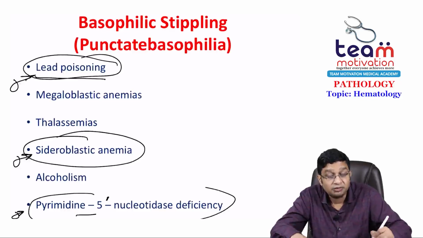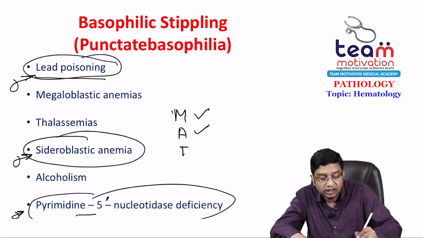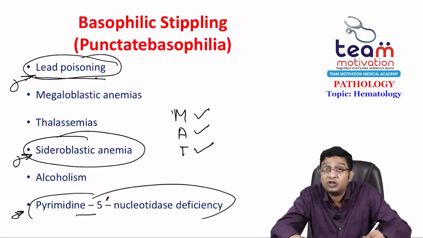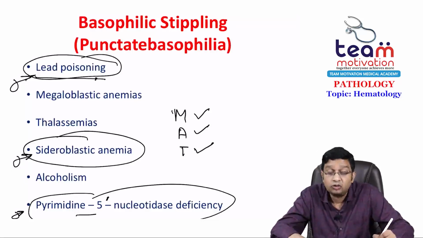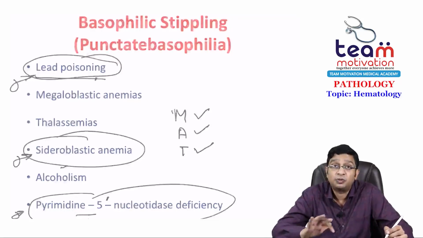Apart from this, you can remember the mnemonic MAT, which stands for megaloblastic anemia, alcohol and thalassemia. But three are very, very important: lead poisoning, sideroblastic anemia, and pyrimidine 5' nucleotidase deficiency.